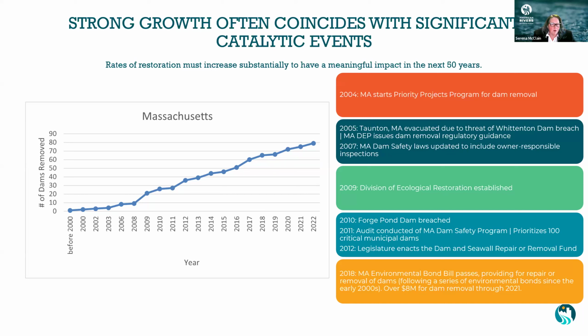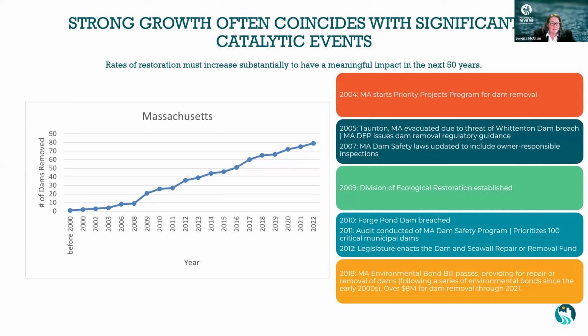So 2004 is where the state, through the Riverways program, got the idea to put together a priority projects program for dam removal. And this was modeled after the state's priority projects program for wetlands. This early iteration was really small. It was a couple of staff. I think in the early days, in the early 2000s, there was a real sense that it may or may not succeed.